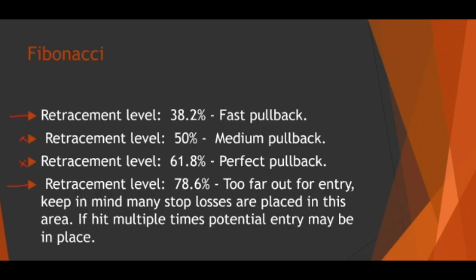And so first things first, what I want to describe to you is what 38.2, 50, 61.8, and 78.6 are. The easiest one to describe is 50, and then it'll be clear for the rest. If you have a 100 pip swing to the upside, and it's going to retrace 50% of this swing, how many pips will it retrace? 50 pips. So that's what a 50% retracement means. All it means is a percentage of this original swing.